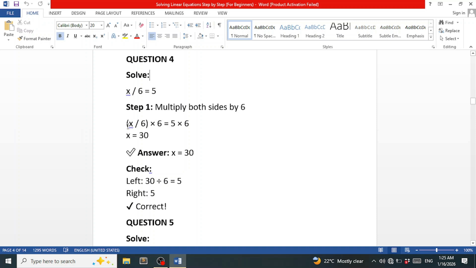So x over 6 times 6, this 6 is going to divide by this 6, then we have 1. Then 1 times x, we're going to have x, which is here. Then 5 times 6, you can use the multiplication table of 5. Look where there is 5 times 6, you're going to have 30. Or you can do it on your calculator if your education system allows that. If they don't, this is a very simple operation. 5 times 6 is 30. So this is our solution. Our answer is x is equal to 30.